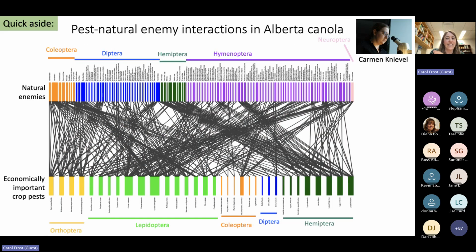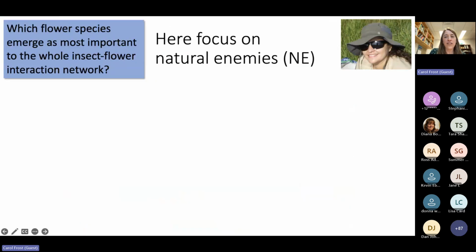Just as an example, my student Carmen compiled a list of all the known interactions between economically important crop pests of canola, so that's these species down here, and their natural enemies, and all of the Diptera and the Hymenoptera as adults need to feed on flowers. So if we're going to support natural enemy control of crop pests in our prairie provinces, we should be thinking about flowers for natural enemies as well. Okay, so this is why my student Pilar decided to focus on natural enemies. So again, we're asking which flower species emerge as the most important to the whole insect-flower interaction network.